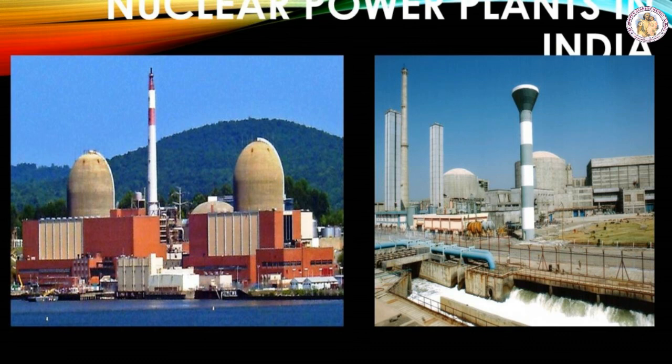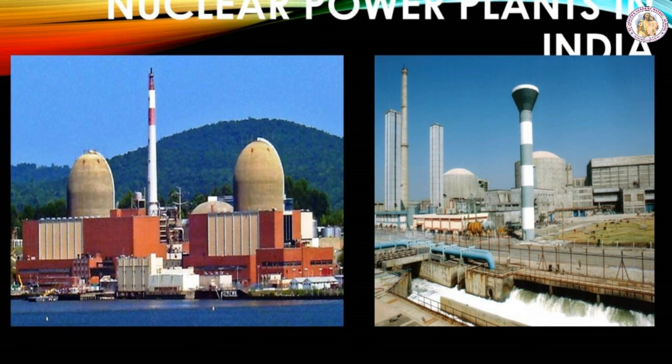Nuclear power plants in India. Nuclear power is the fifth largest source of power in India. Tarapur Atomic Power Station is India's first nuclear power station. Now there are a total of 7 power stations, one each in Maharashtra, Rajasthan, Gujarat, Karnataka, Uttar Pradesh, and 2 in Tamil Nadu. In Tamil Nadu, we have nuclear power stations in Kalpakkam and Kudangulam.